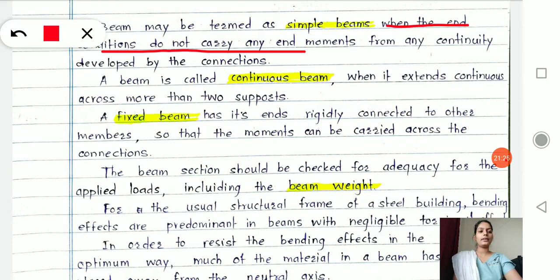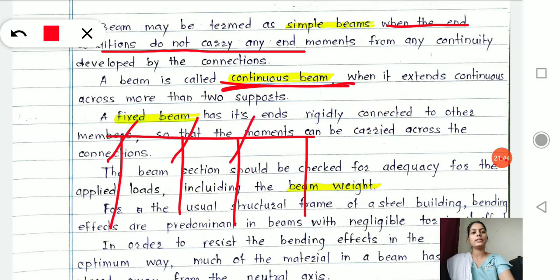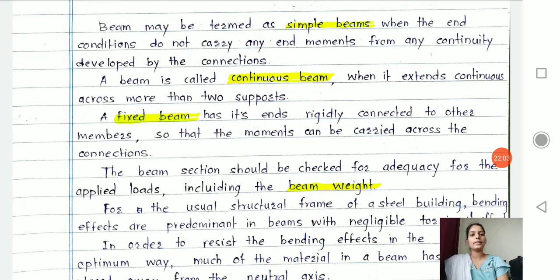Next is the second type of beam, the continuous beam. A continuous beam extends continuously across more than two supports. If one beam extends over first support, second support, third support, fourth support, it spans more than one span and more than two supports, so we call it continuous, because it is continuous over more than two columns. The next one is the fixed beam.